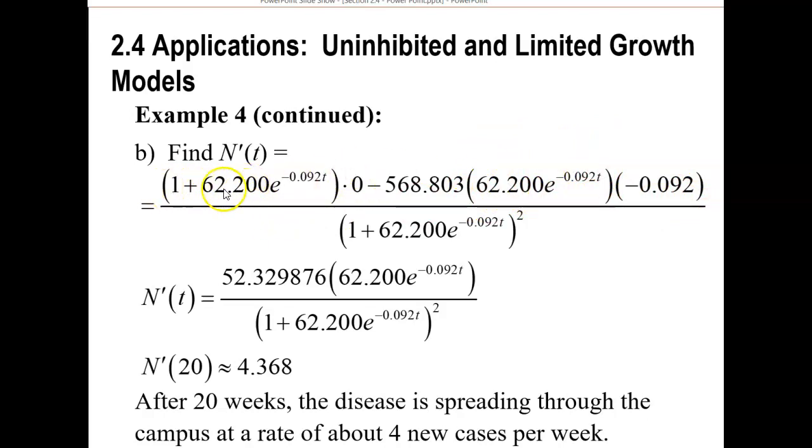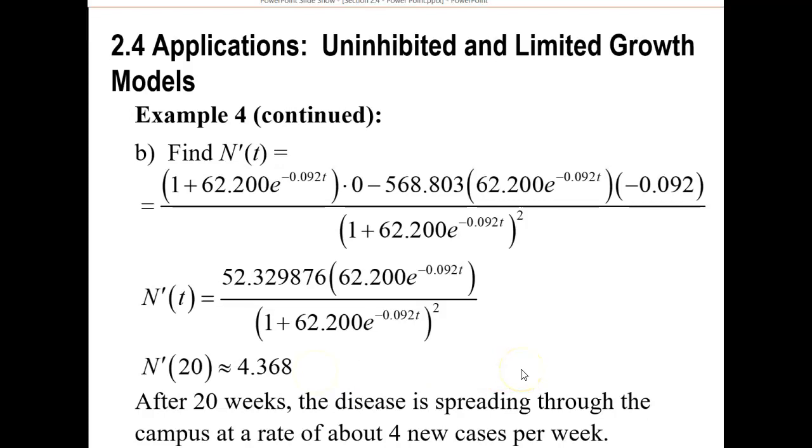So our derivative of 1 is 0, then you've got this whole function as it is, times the derivative of the power. So all these two things in parentheses represent the derivative of the bottom of the function, and that's what was on top, and then we divide by the denominator squared. So they've just cleaned this up a little bit in the numerator. Notice multiplying this function by 0 makes it cancel. So all they did here was take this negative 568.803 times this negative 0.092 to get this number, and then they've left this alone, and then went ahead and plugged in 20 for the t values on the calculator, and you should get 4.368.